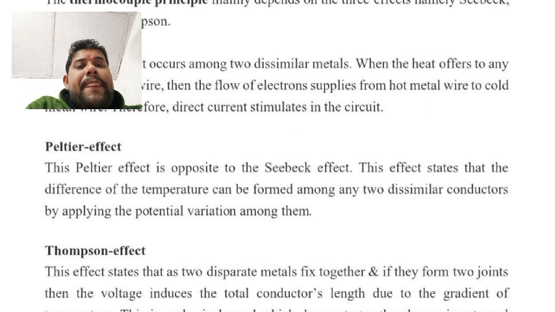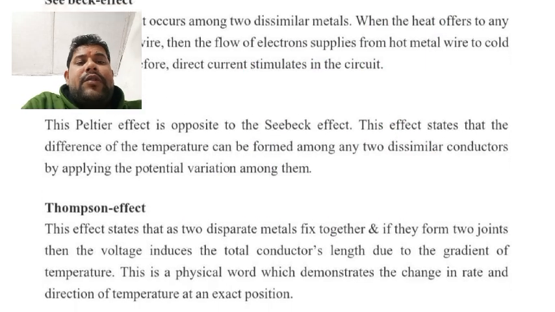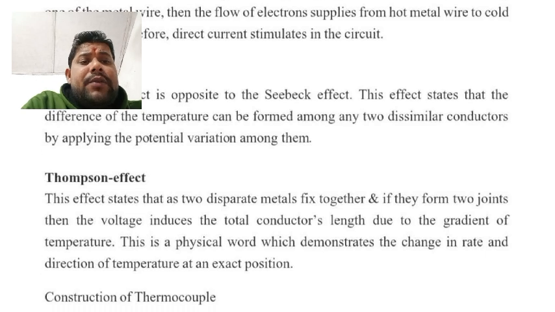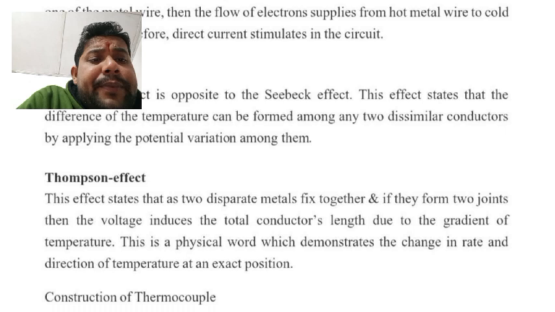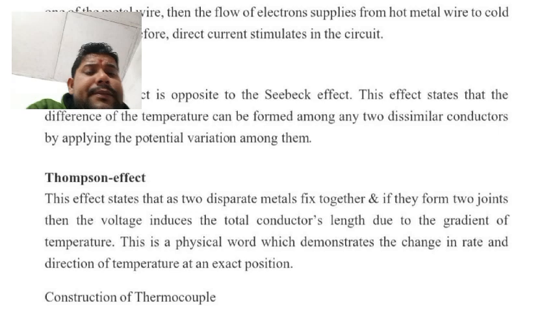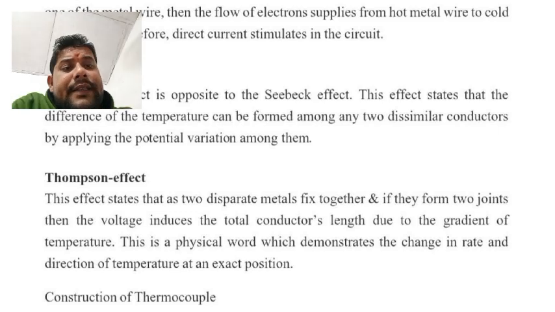This is called the Thomson effect. This effect states that two dissimilar metals fixed together form a junction, and a voltage is induced along the conductor length due to the temperature gradient. This physical effect demonstrates the change in rate with direction of temperature. That means the statement describes a thermocouple.